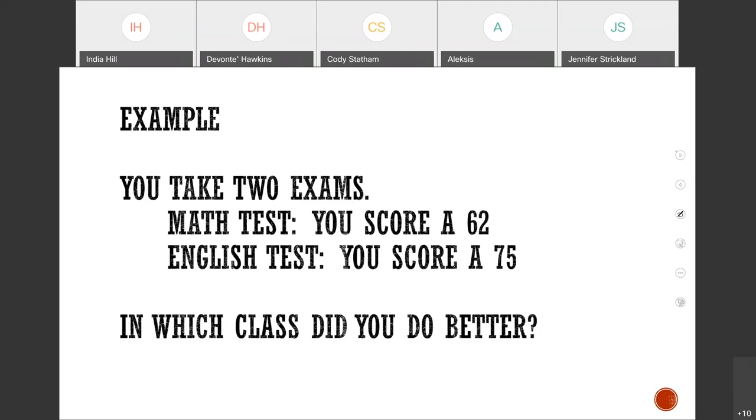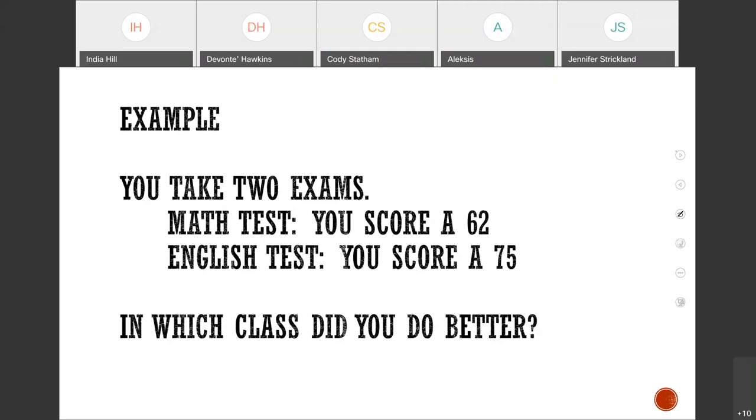We're pretty conditioned to look at test scores like a 62 and a 75 and think that we did better in the class that we had the higher number on, right? We would look at that situation and say, of course we did better in the English class, because we made a 75, better than making a 62. But there are sometimes some conditions that might not make that true. Can you think of anything where it might not be the case, where maybe you actually did better on the math test than the English test?